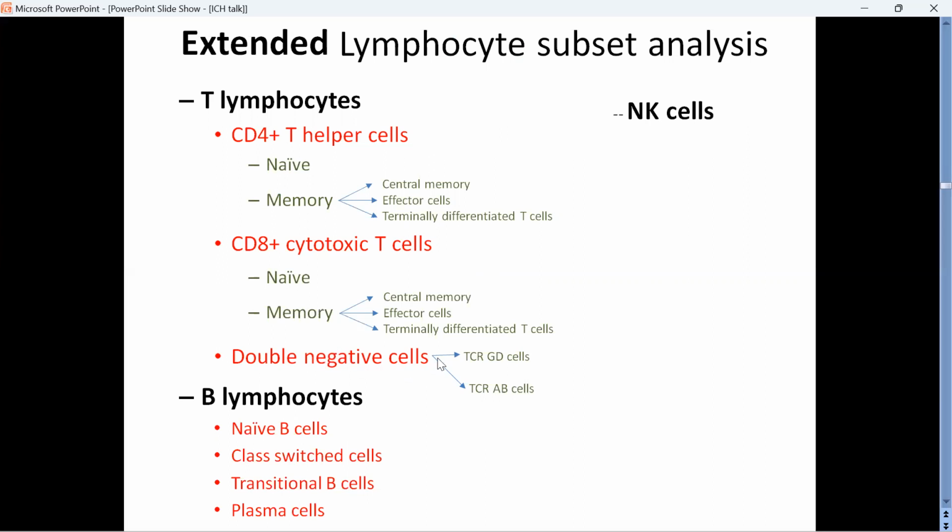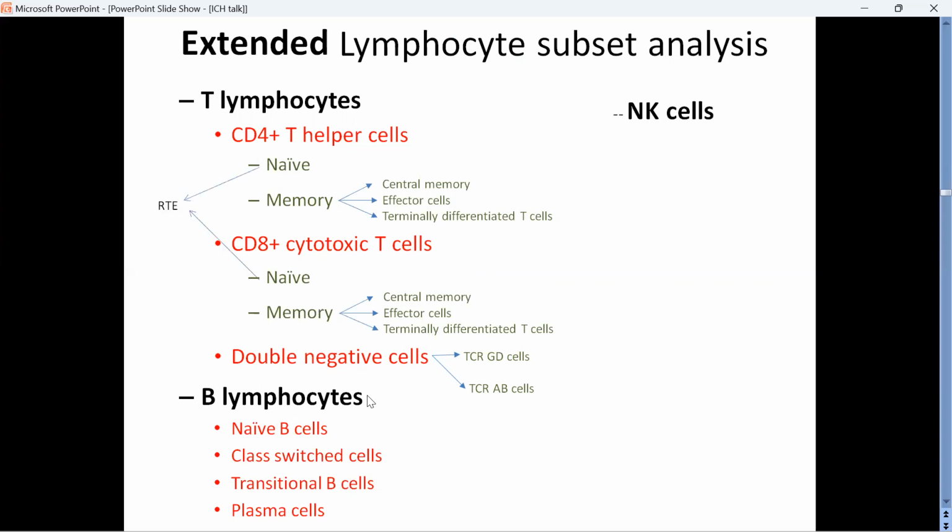We split the double negative T cells as T cell gamma delta cells and T cell alpha beta cells. And again, the B lymphocytes are subdivided into naive B cells, class switched B cells, transitional B cells, and plasma cells. So why should we do this? Basically, this can unfold or diagnose the other PIDs which will not be covered with the basic panel.